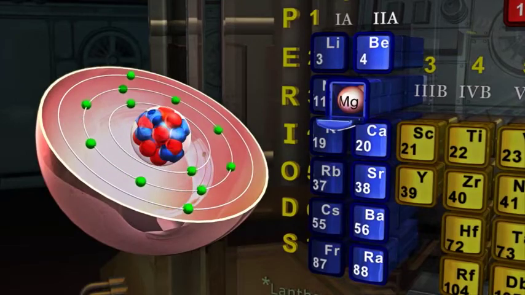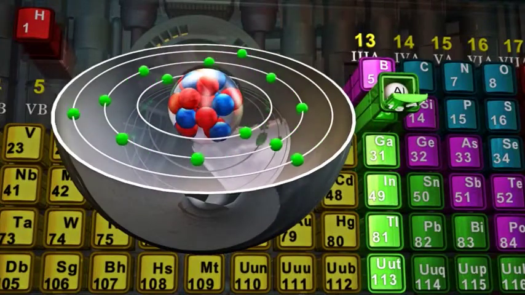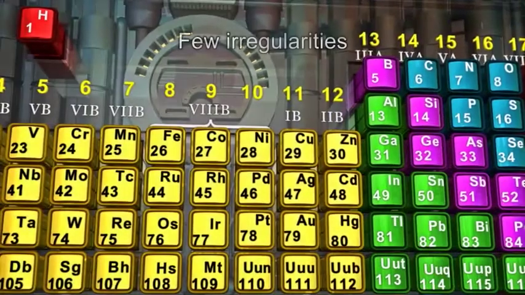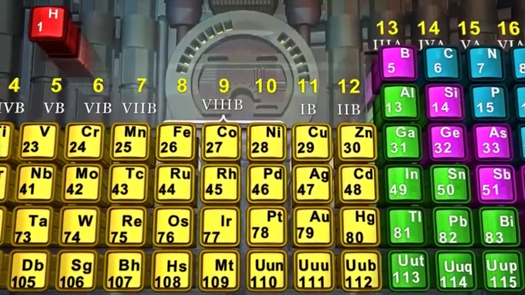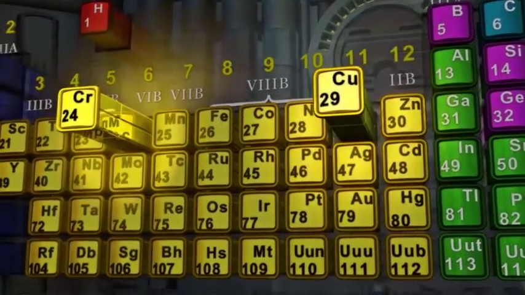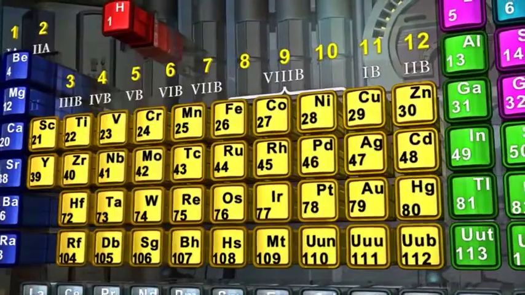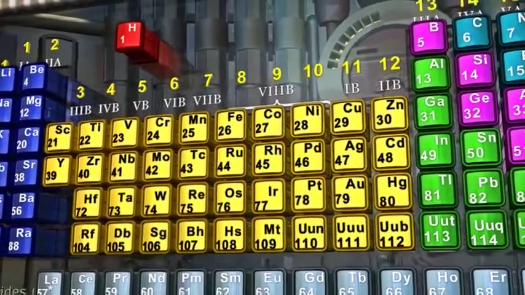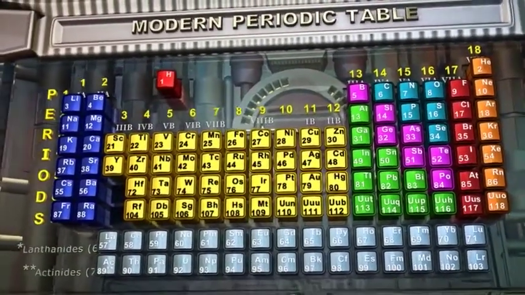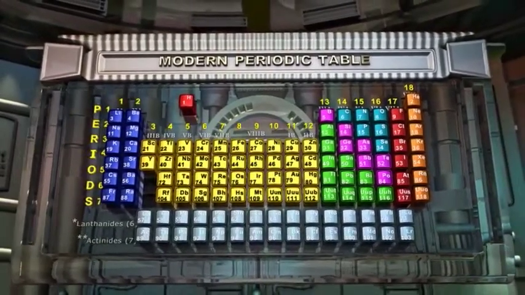Magnesium with 2 valence electrons is placed in group 2. Aluminium with 3 valence electrons belongs to group 13, and so on. However, there are a few irregularities shown by some elements in their configurations, such as chromium, copper, silver, gold, etc., which we will study in a separate topic. Despite these irregularities, it is possible to predict the position of most of the elements in the periodic table from their configurations and vice versa.